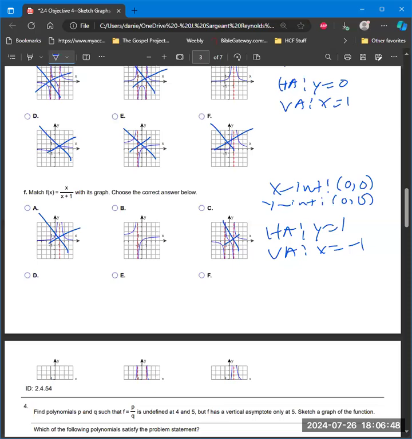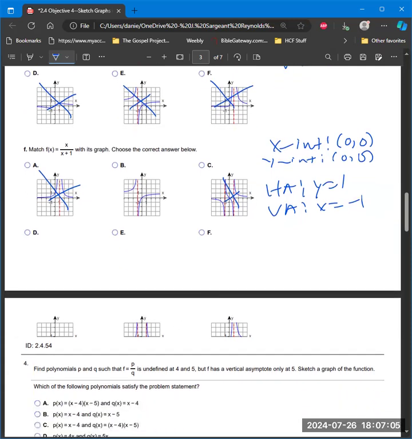And we have our x-intercept, which is supposed to be at (0, 0), and it's not. So let's draw what the graph should look like here. We should be going through (0, 0). We should have a vertical asymptote at -1 here, and we should have a horizontal asymptote at y equals 1.